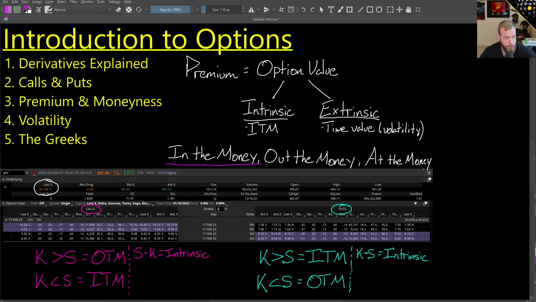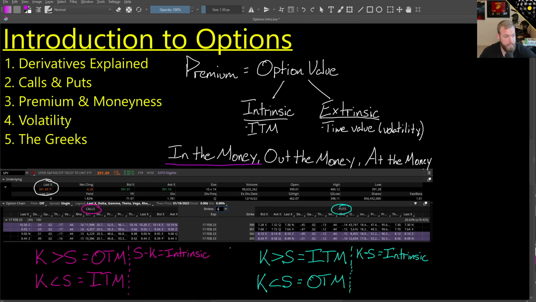And then it is the inverse for the out of the money stuff. We have a 390 strike price here. We have 391.49 as the security price. Is 390 less than 391.49? Yes, it's out of the money.